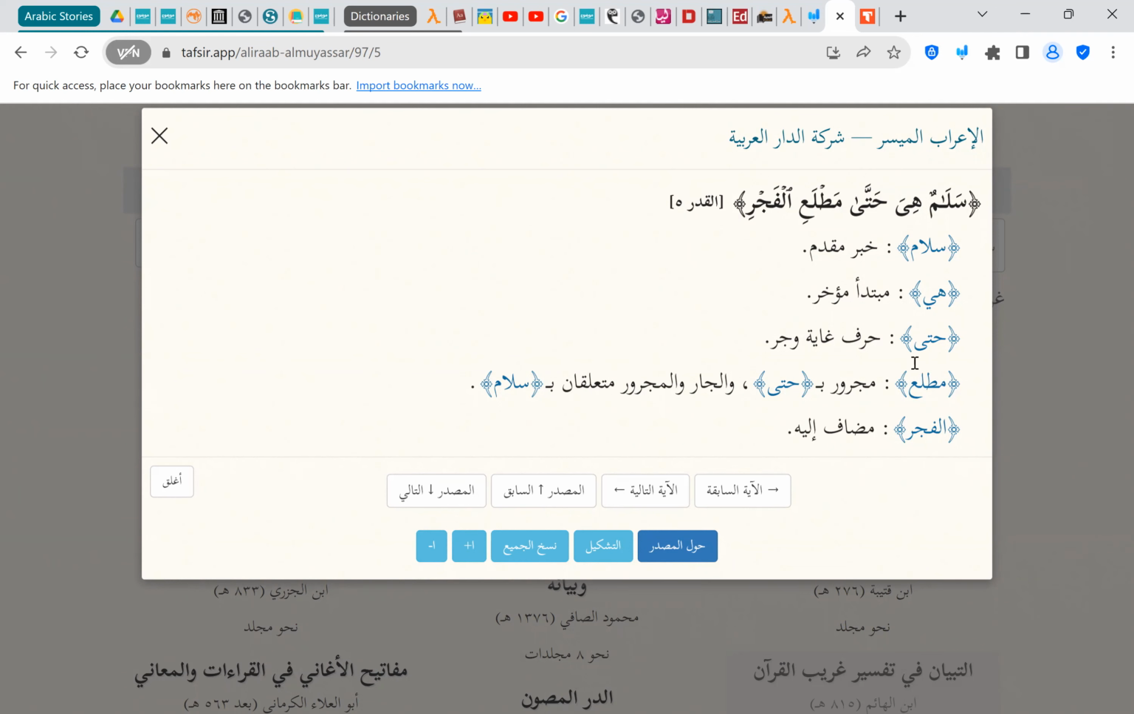As you can see, they're saying حتى is حرف غاية. It's a particle of the extent, it shows extent and extreme, and in this case it's حرف جر. So you can see the difference. Here it's actually making مطلع مجرور. So that's why it's مطلع الفجر. So that's a mistake. I need to remove that from my exercises.